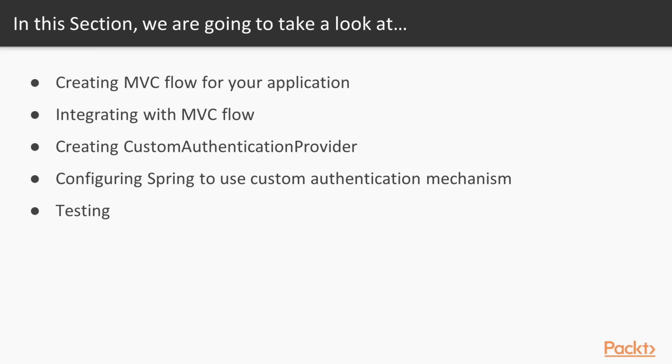So we'll define proper views and we will see how to log in. Next, we'll integrate that logic into the MVC flow. So we'll define which page should be executed when logging in, what should be done when logging out, and so on. First video will be about creating a custom authentication provider. So we will try to alter the default behavior. We'll be configuring Spring to use a custom authentication mechanism and also be performing testing.